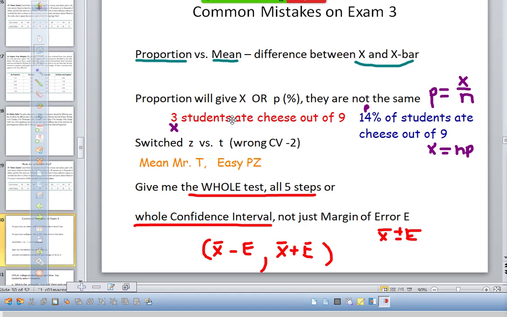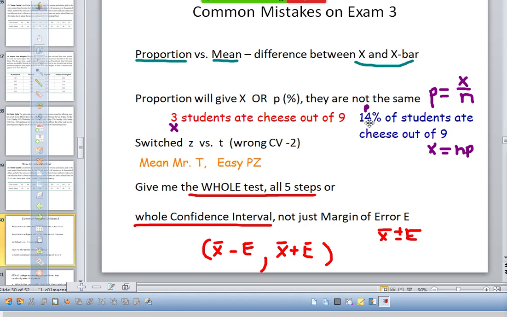So here, this situation in red, 3 students, 8 Cs out of 9. 3 students, is that a percentage? Is that 3% of students, or is that 3 actual students, 3 successes? That's your X, that's your number of successes. So if you want to find P, when you have X and N, you do P equals X over N.